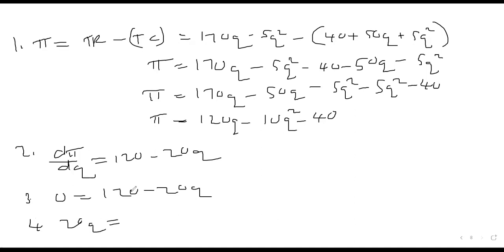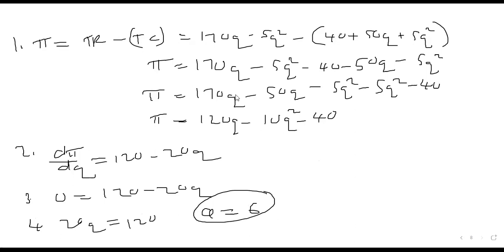So here we're going to have what? 120. So Q, when you divide both sides, would be 6. This is what we call optimizing. Are we together? Yes, we are. You can go through for the last time.